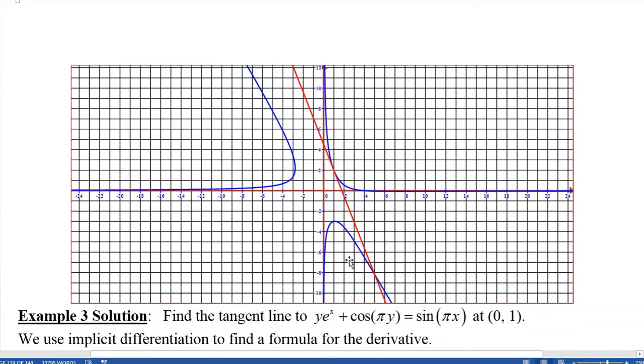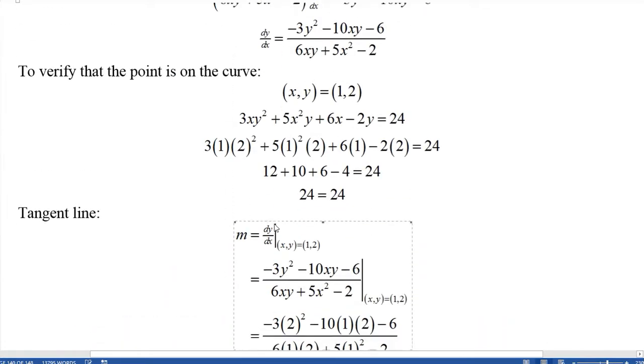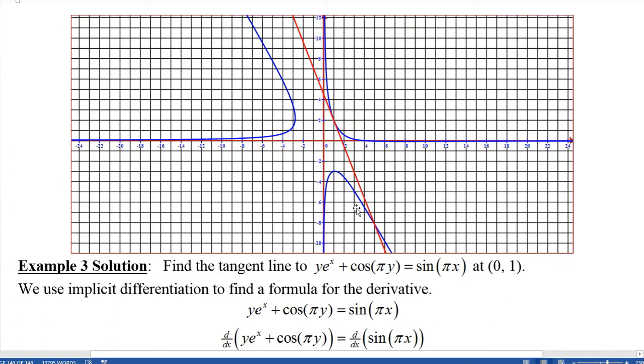Now we graph this and see what we get. When I typed it in Graphmatica, you can see what the graph looks like there, and you can see the tangent line, and the tangent line is at the point (1, 2), and it does look like the slope is correct because it's going along with the curve there.